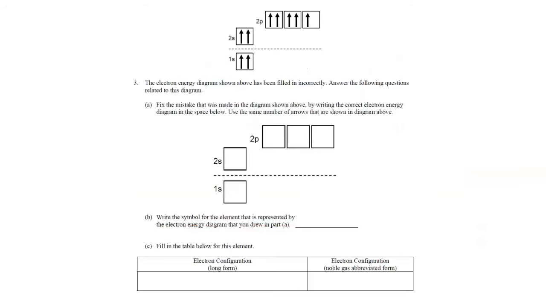Now let's take a look at question 3. In question 3, it says, the electron energy diagram shown above has been filled in incorrectly. Answer the following questions related to this diagram. Part A. Fix the mistake that was made in the diagram shown above by writing the correct electron energy diagram in the space below. Use the same number of arrows that are shown in the diagram above.